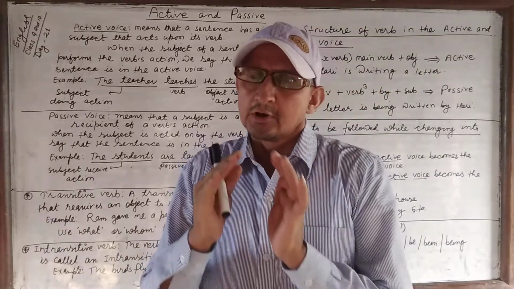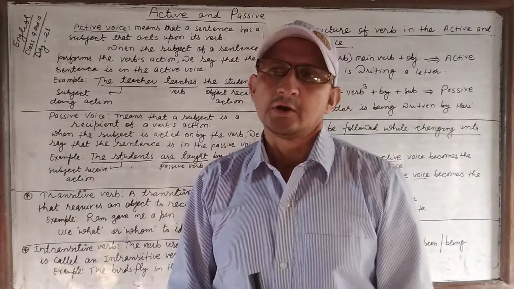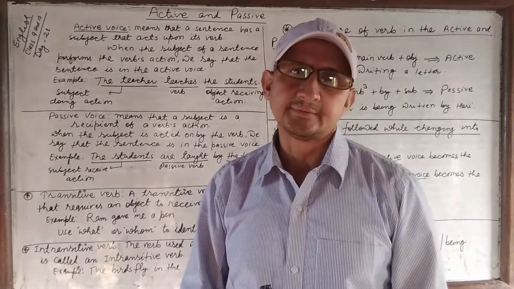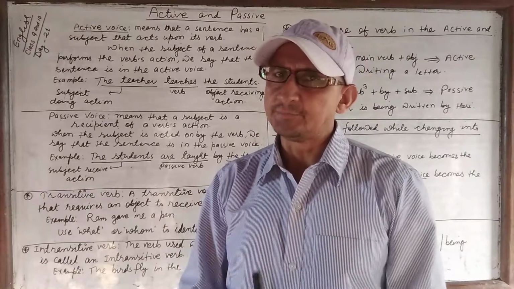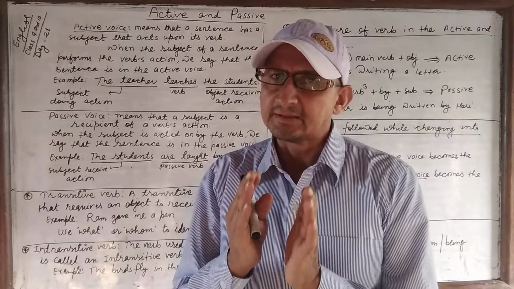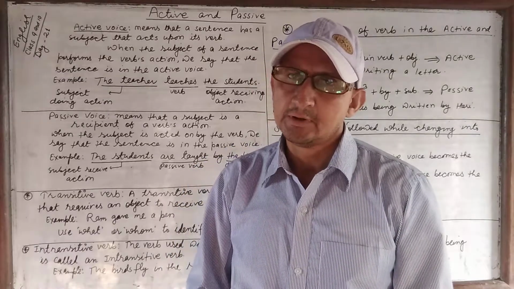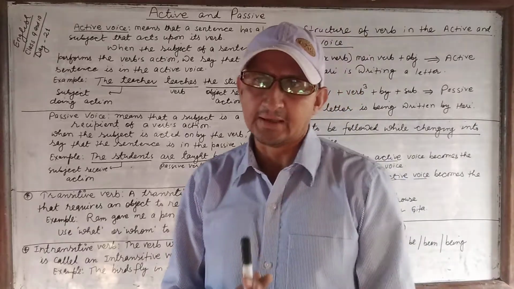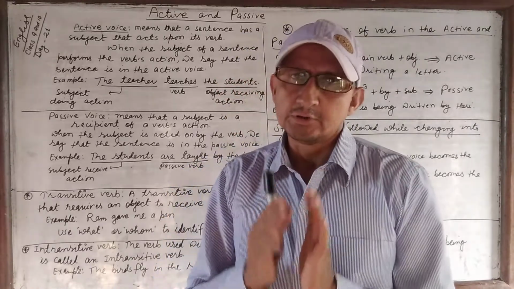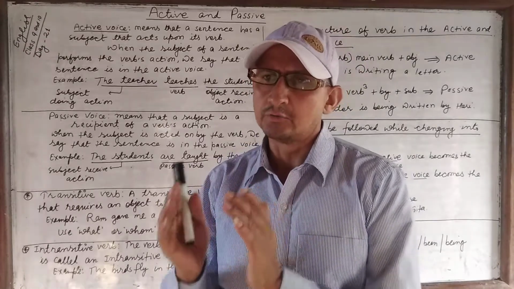Use what or whom to identify the object in a sentence. If there is an object in a sentence, we can change the sentence into passive voice. So you have to identify the object. To identify the object, use what or whom.